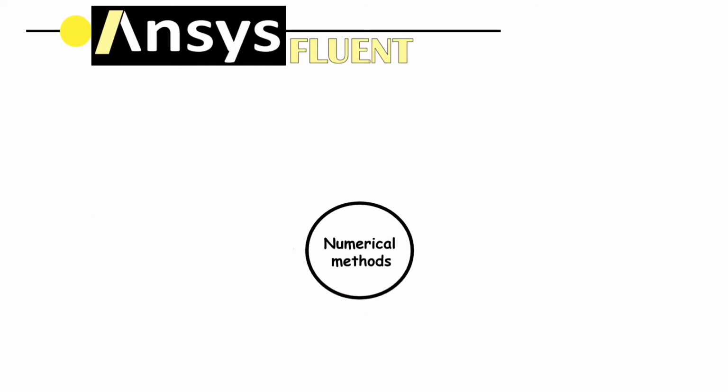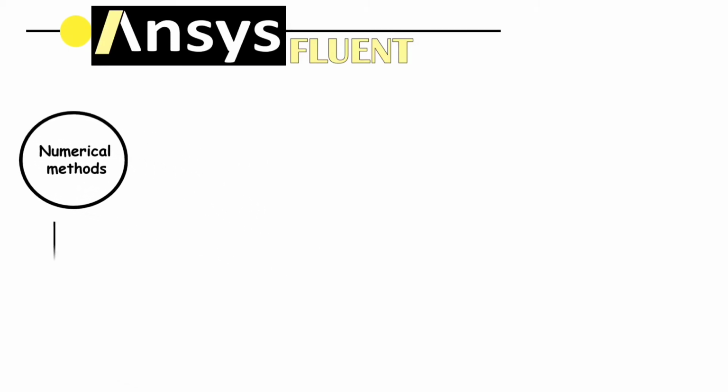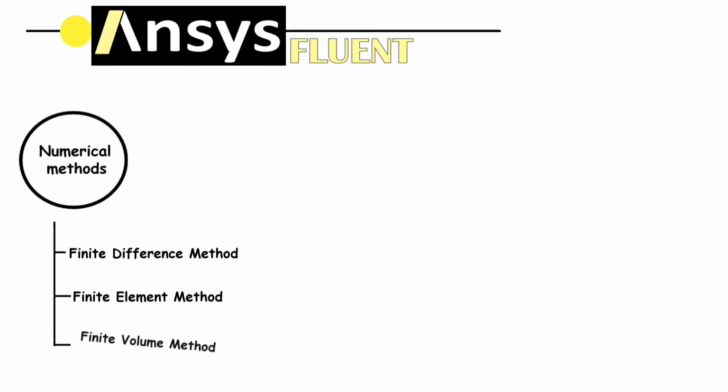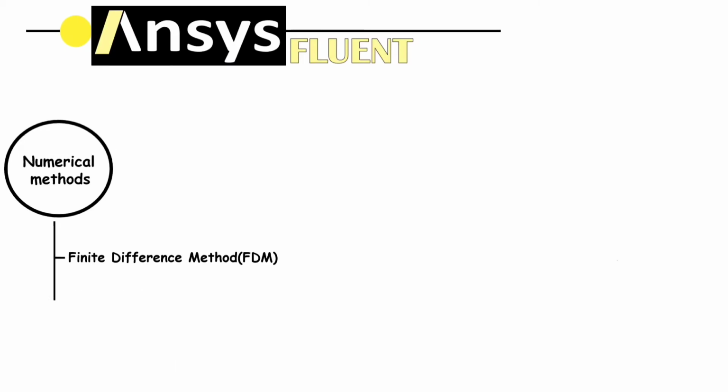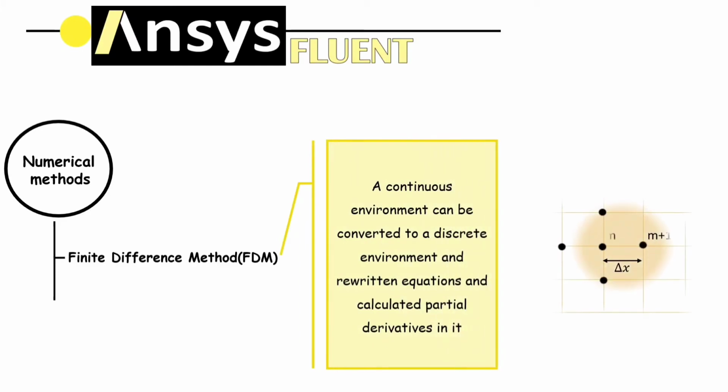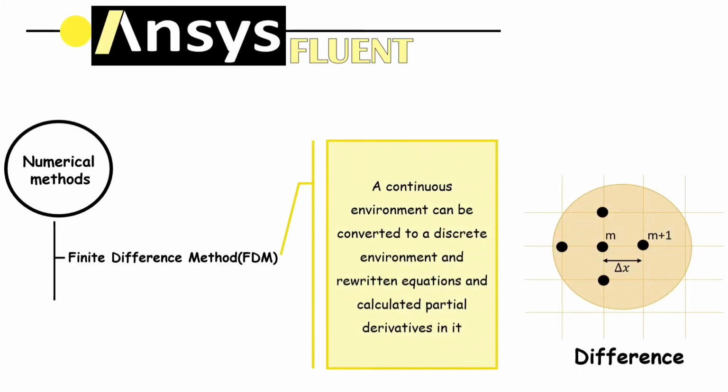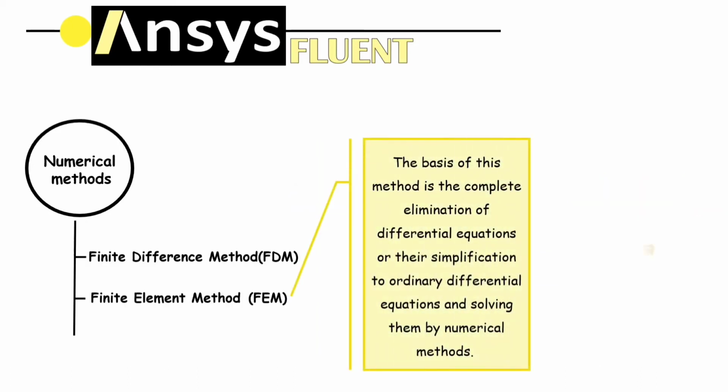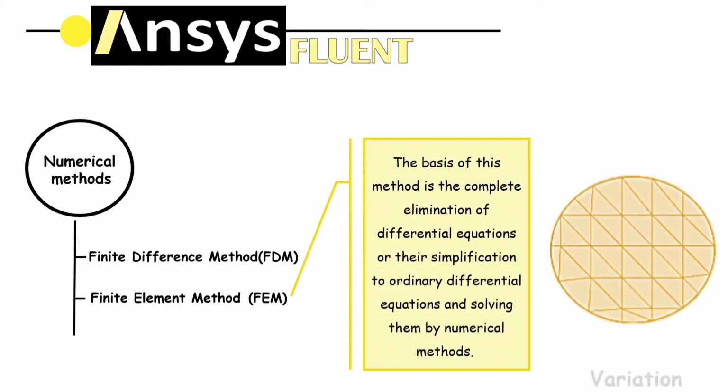Now let's talk about numerical methods in fluid mechanics. There are three main methods: finite difference method, finite element method, and finite volume method. Using the finite difference method, a continuous environment can be converted to a discrete environment and rewritten equations and calculated partial derivatives in it. The basis of this method is the complete elimination of differential equations or their simplification to ordinary differential equations and solving them by numerical methods.